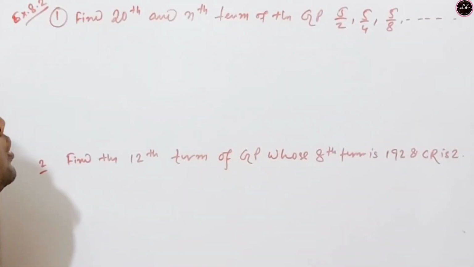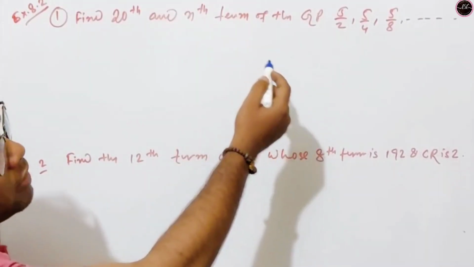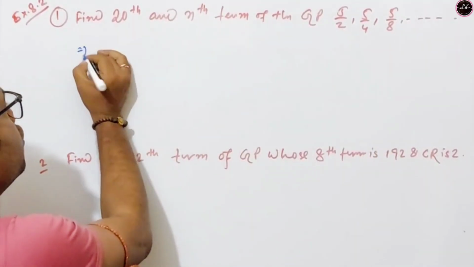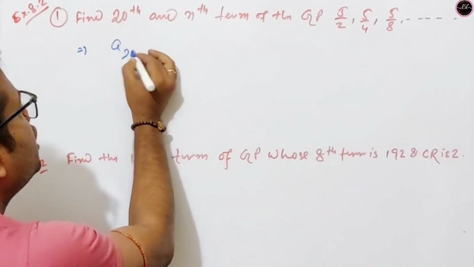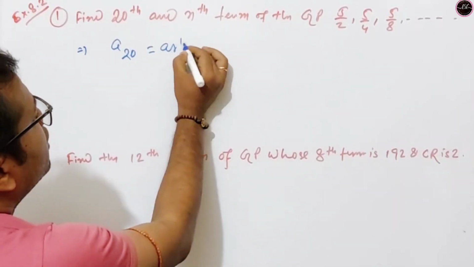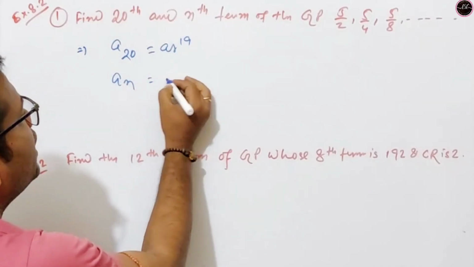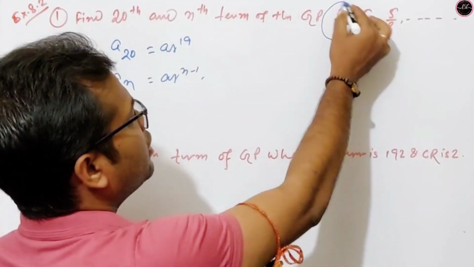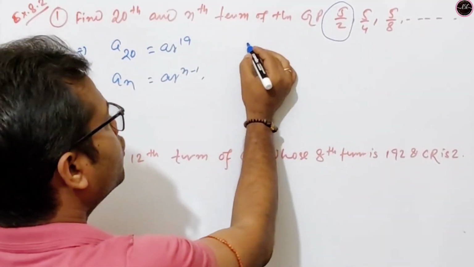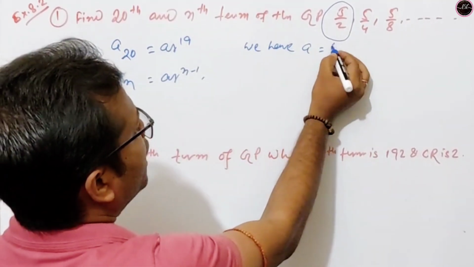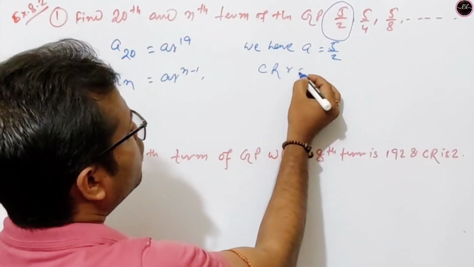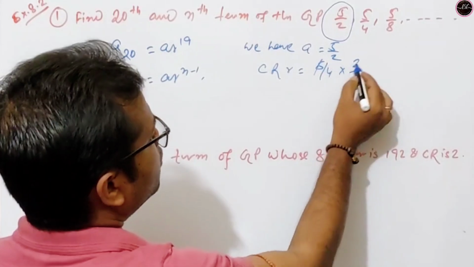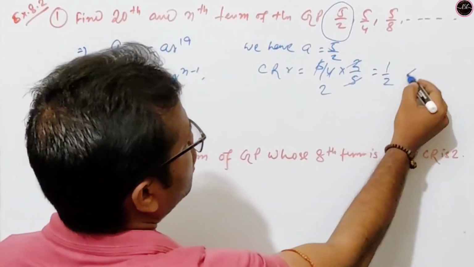Just look at this question. Find the 20th and nth term of the GP 5 by 2, 5 by 4, 5 by 8, and so on. So we know the 20th term, that means A20 equals A r to the power 19, and the nth term, that means an equals A r to the power n minus 1. Here A is 5 by 2, and the common ratio r equals 5 by 4 into 2 by 5. The 5 will be cancelled out, so r is 1 by 2. So this is less than 1.